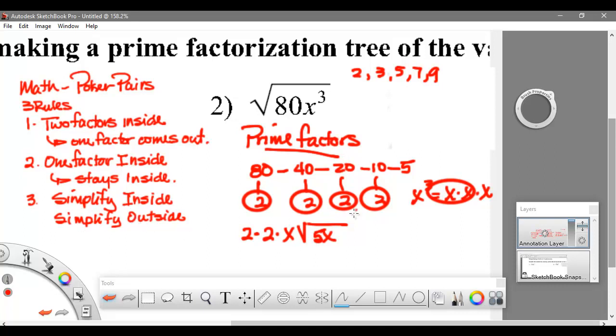So it looks like I need to simplify the outside. The inside is already simplified. So 2 times 2 is 4. Inside is simplified, so 5x. The outside is 4x. So that's it. That's how you do this, and it's not too bad. And thanks for watching.